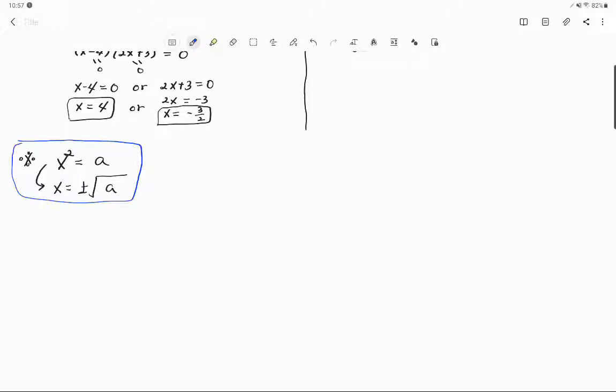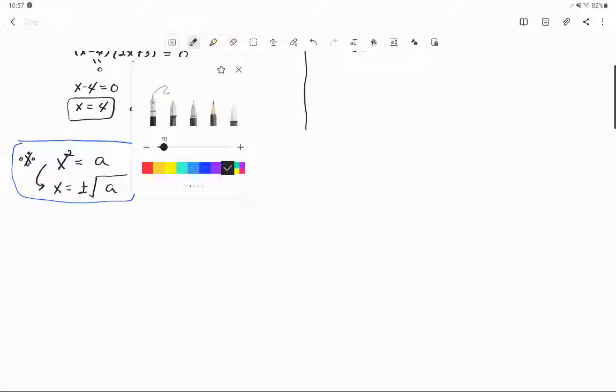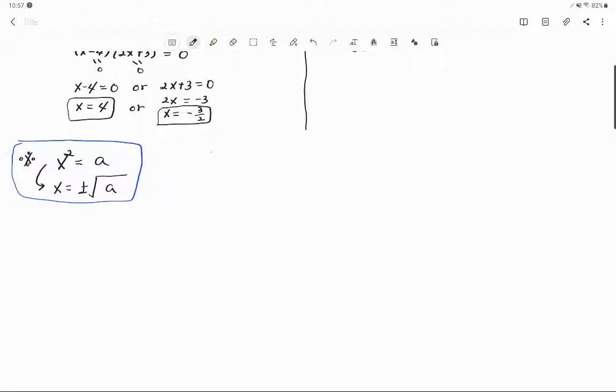So what if we have something like this? Okay, x squared is equal to, let's say, 3. Then what is x? Then take plus or minus the square root on the right-hand side. So this is the solution. So there are two solutions. One is positive and the other one is a negative solution.